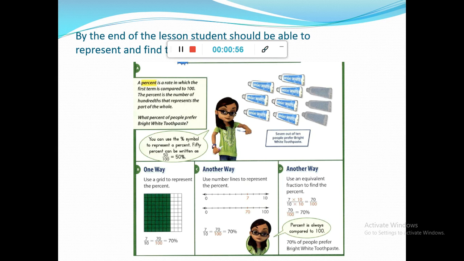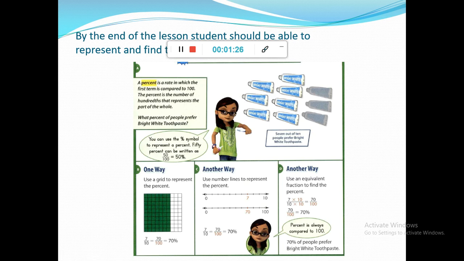Now look at this example. We have two kinds of toothpaste. What percent of people prefer bright white toothpaste? How many toothpaste do we have in general? We have 10 toothpaste. So 7 of them are what? Are bright white. So the fraction for the bright white toothpaste is 7 out of 10.